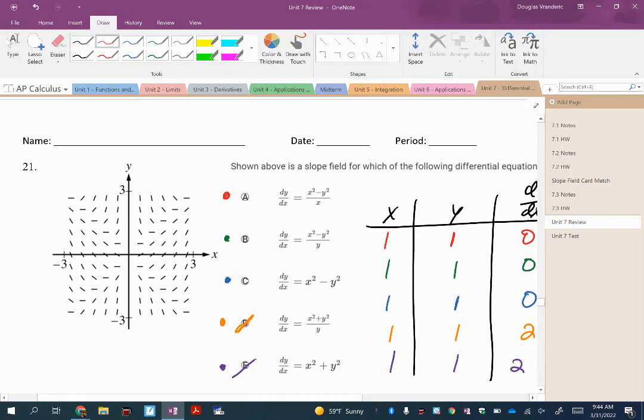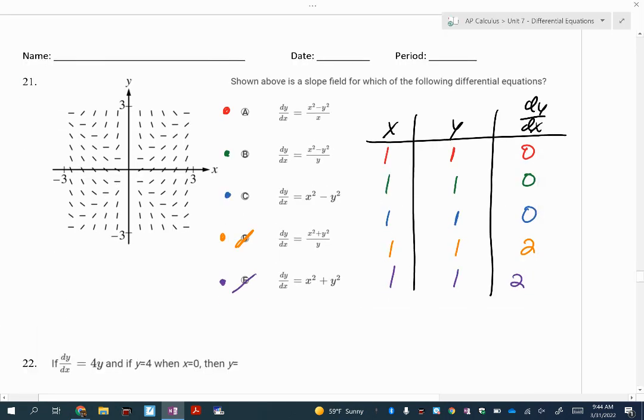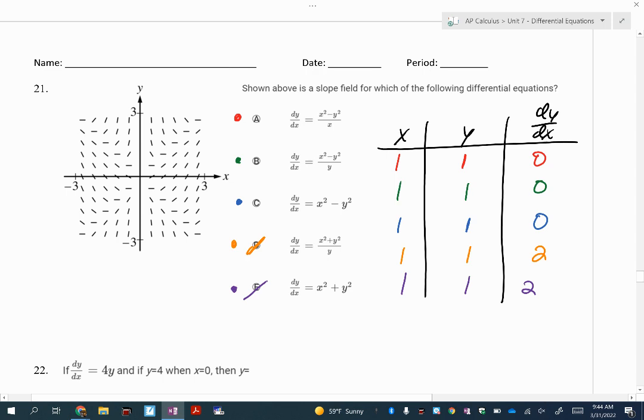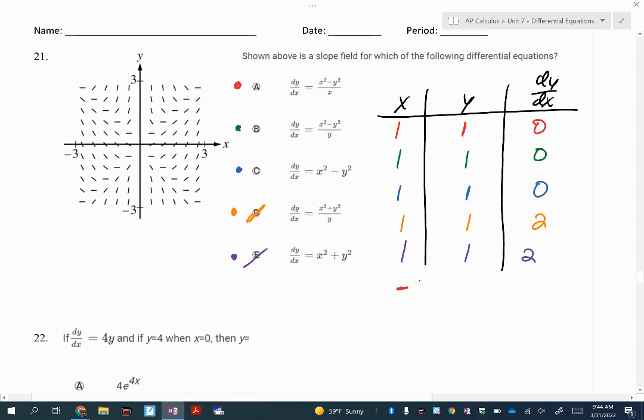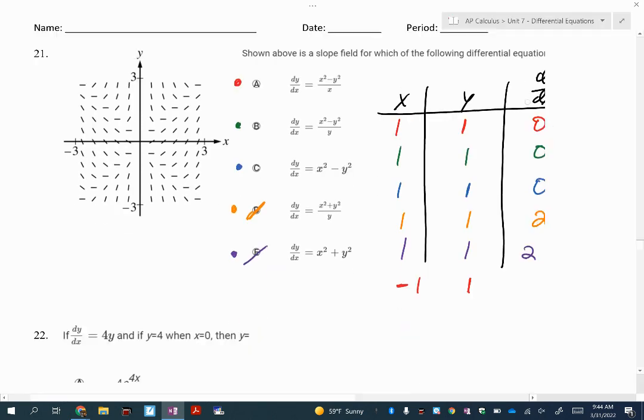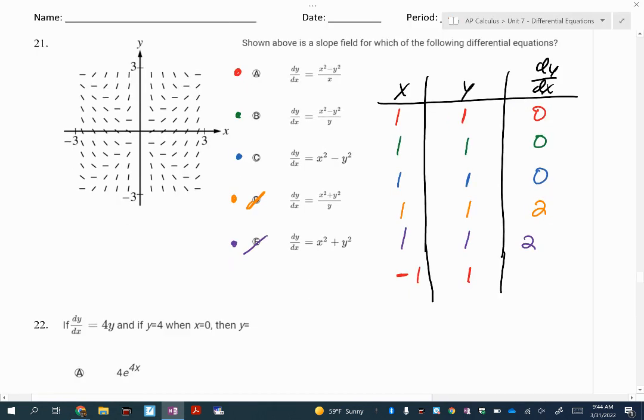Let's start back with red. All right, let's try another one over here where it's kind of the same idea, negative 1, positive 1, because that's going to be another slope of 0 there. All right, so let's see, negative 1 squared is 1. 1 minus 1 squared, that's 0. And 0 over negative 1 is 0, so that could work.